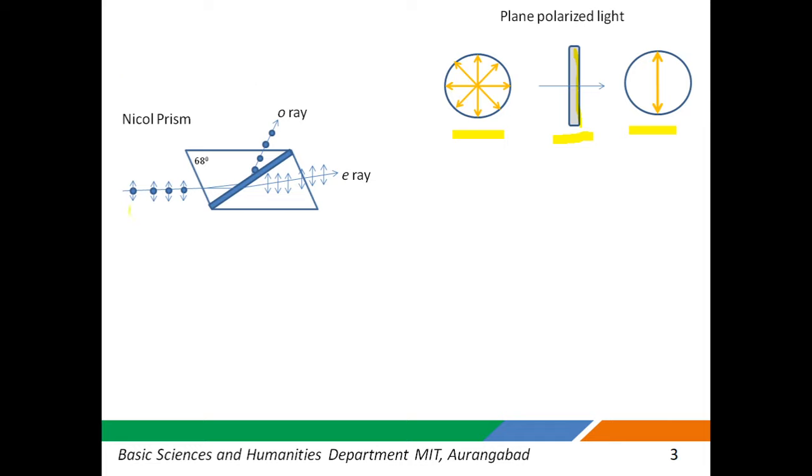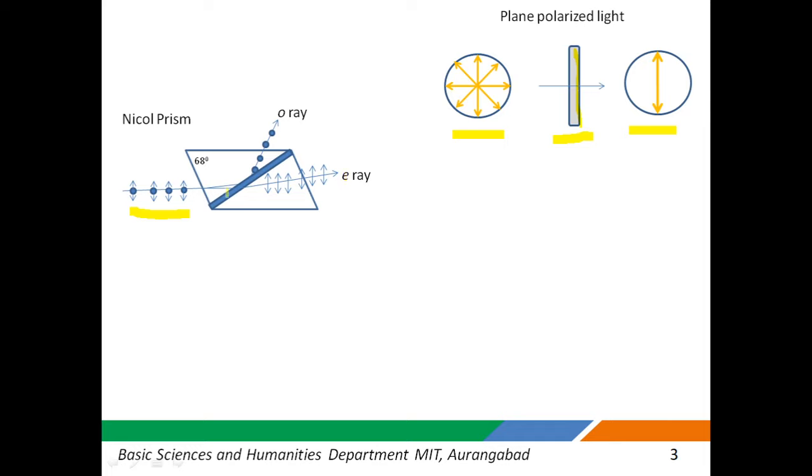Here you can see the unpolarized light that is falling on this Nicol prism, and it gets refracted into two rays. One is the ordinary ray and the other is the extraordinary ray. The ordinary ray falls at this Canada balsam layer and then moves away in some other direction, while the extraordinary ray emerges out from the Nicol prism.